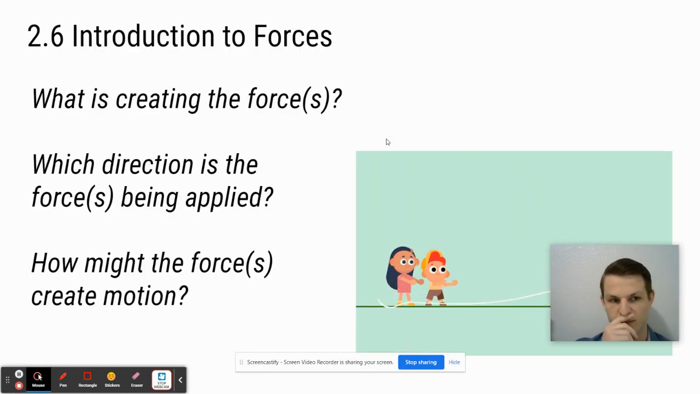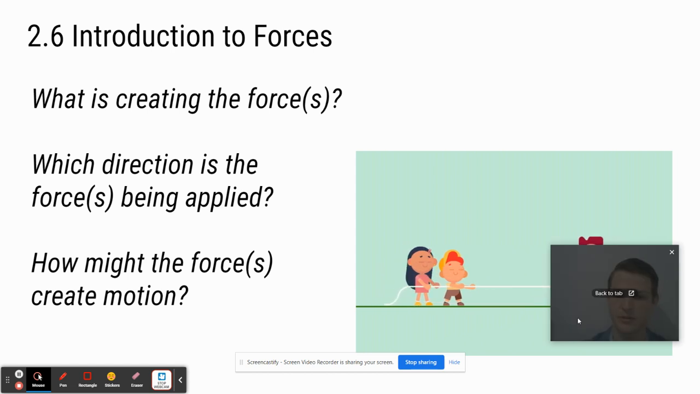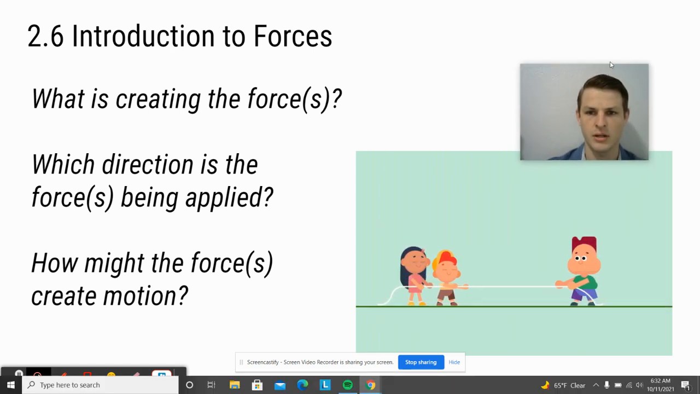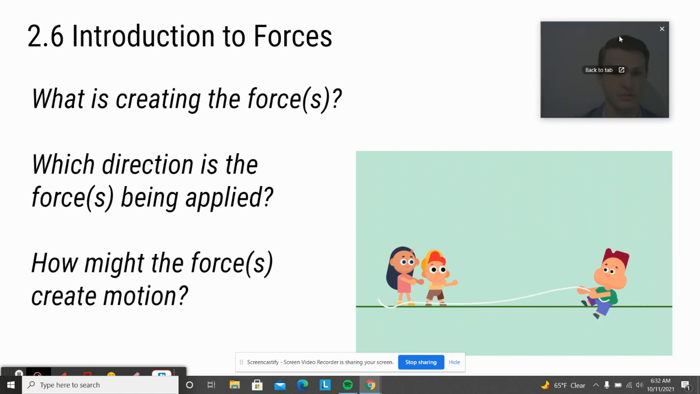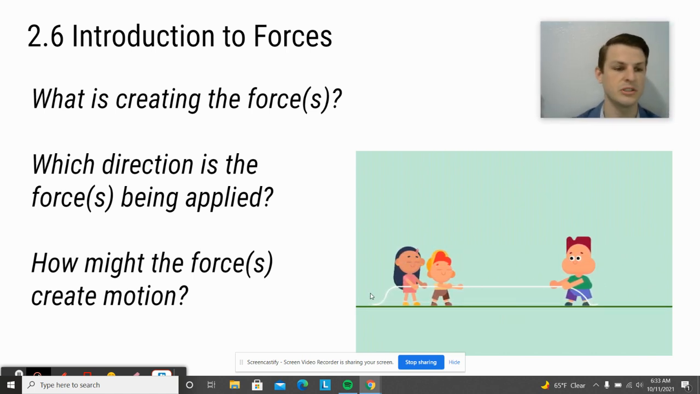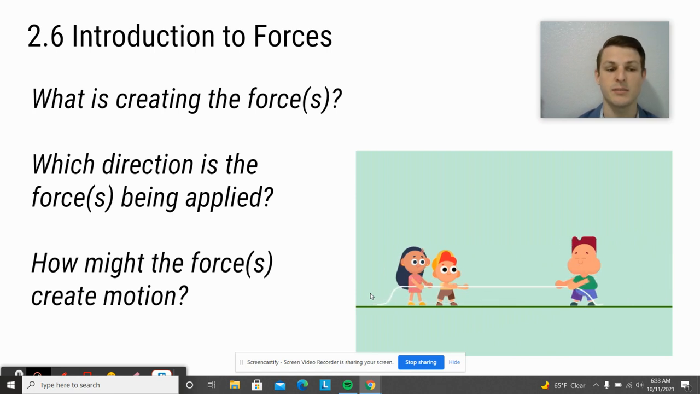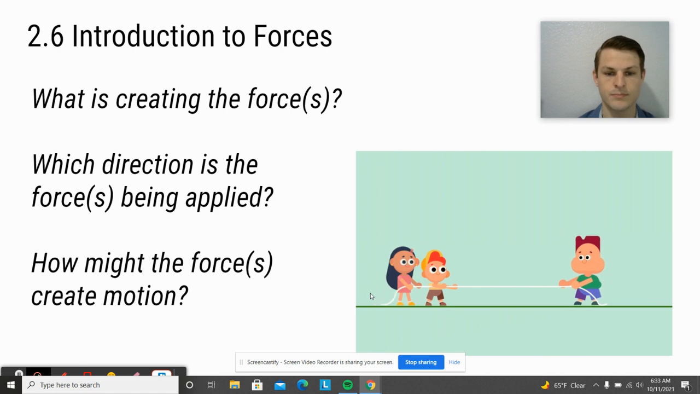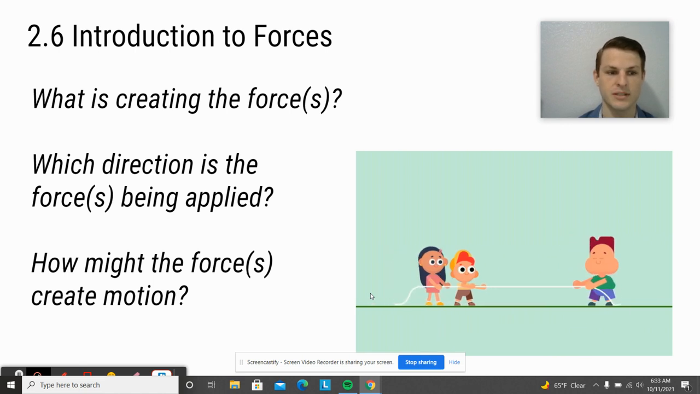So, what are forces? So I have this image for you guys, and I want you to think about what is creating the forces between these two groups of people, group of one and a group of two. Which direction is the force being applied, and how might the force create motion? Think about that for a second.